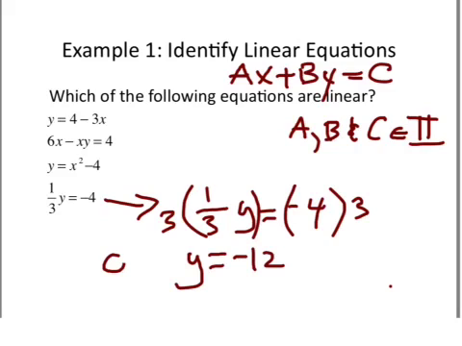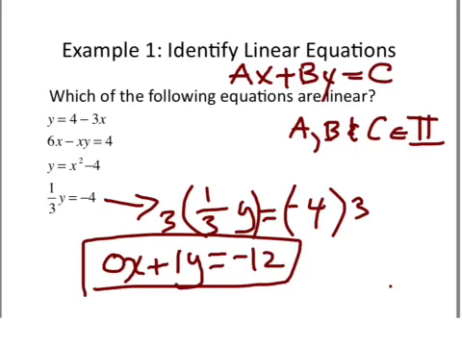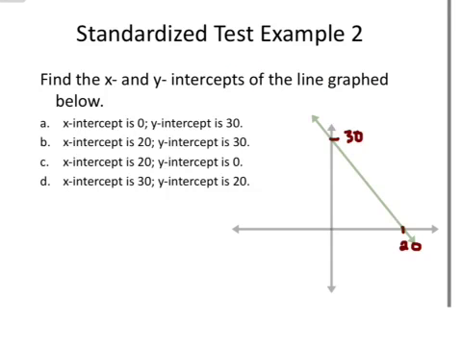If you think about it this way, 0 is an integer, so I can write this as 0x plus y, or even 1y to be really specific, is equal to negative 12. Given the fact that 0, 1, and negative 12 are all integers, I can safely say that this fits the form of ax plus by equals c, or standard form, and we indeed do have a linear equation. In example 2, we're going to look at this as a standardized test question.